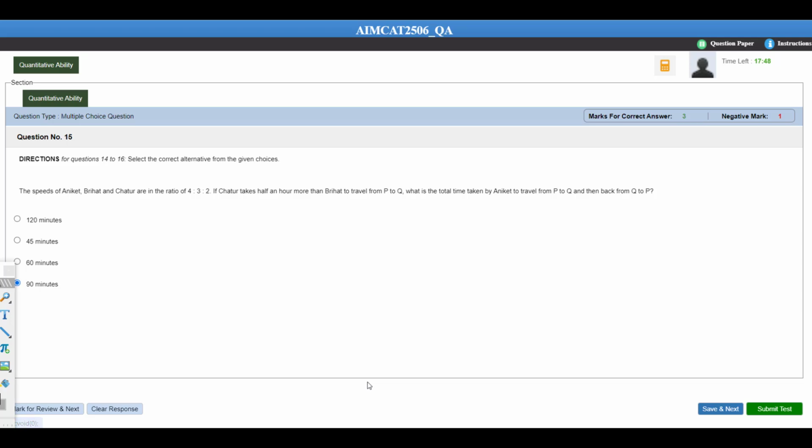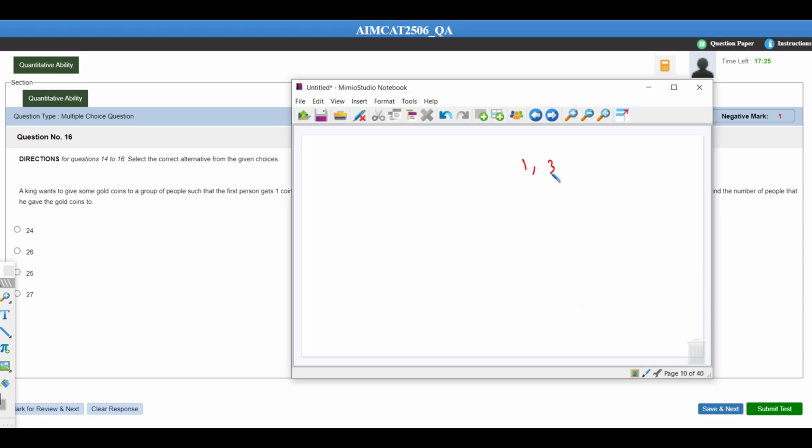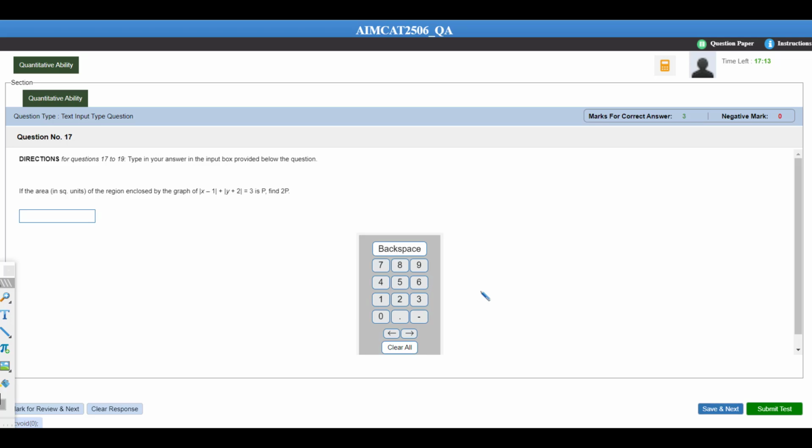Then after that, a king wants to give some gold coins to a group of people such that the first person gets 1 coin, the second gets 3 coins, the third gets 6 coins, the fourth gets 10 coins. Total coins are 3276. Yes, this is again a very lengthy question. 1, 3, 6, 10. Over here the differences are in arithmetic progression. Okay, so lengthy question, we'll do it later on if time permits.